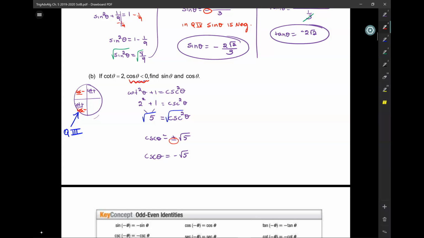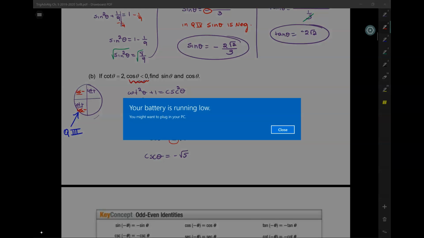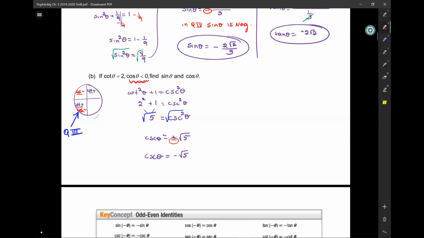Now we're finding sine. I was given two choices for sine, plus or minus. So how am I going to choose? Well, I know that my angle was supposed to be in quadrant 3. I just live in quadrant 3 for this entire problem. In quadrant 3, sine is negative. So I choose the negative one. So sine of theta is negative 1 over root 5.